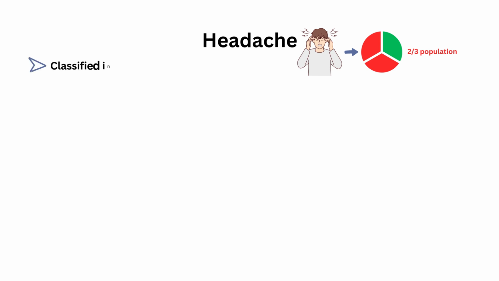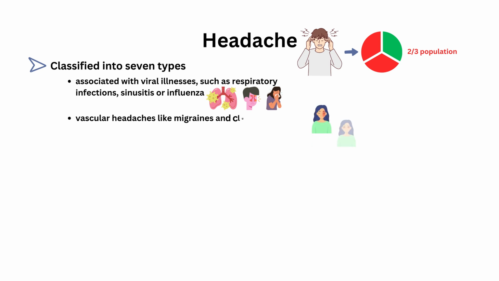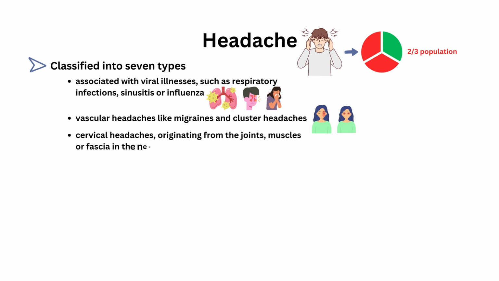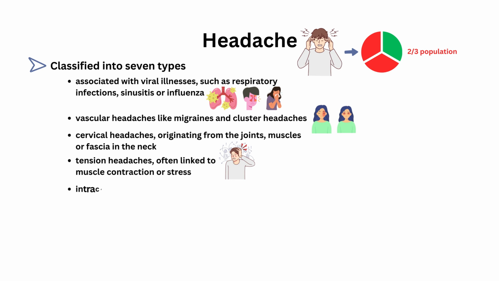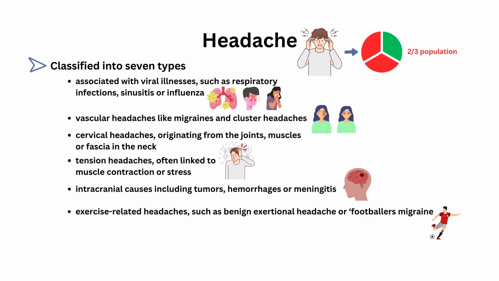Headaches are classified into 7 types: those associated with viral illness such as respiratory infection, sinusitis, or influenza; vascular headaches like migraines or cluster headaches; cervical headaches originating from the joints, muscles, or fascia in the neck; tension headaches often linked to muscle contraction or stress; intracranial causes including tumors, hemorrhages, or meningitis; exercise-related headaches such as benign exertional headaches or footballer's migraine; and finally, other causes like drug-induced headaches or psychogenic factors.